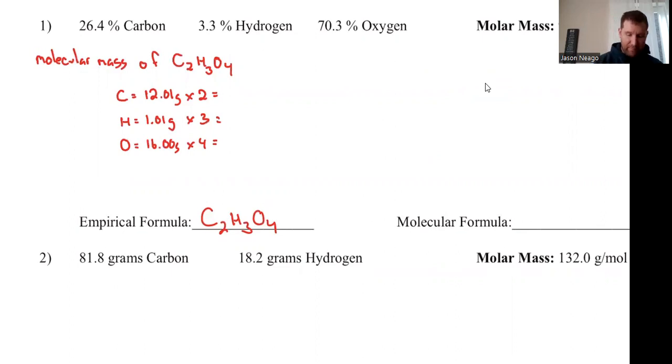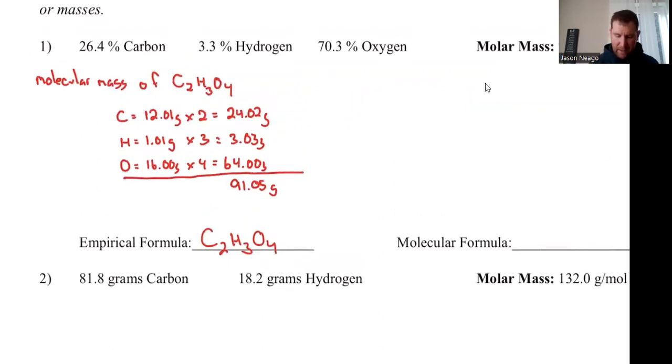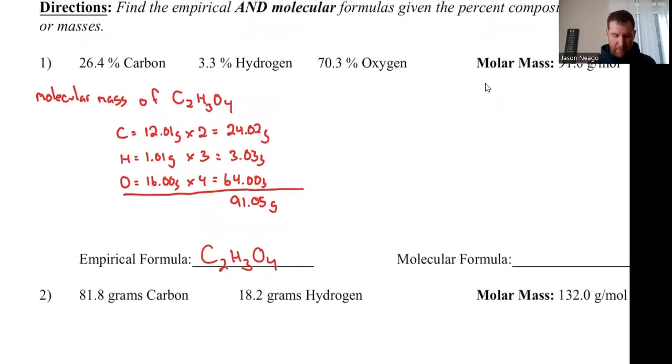So when I do that, 12.01 times 2 is going to give me 24.02 grams. 3 times 1.01 gives me 3.03 grams. And 16 times 4 gives me 64.00 grams. When I add these up, 64 plus 3.03 plus 24.02, I get 91.05 grams. Okay, so that's my molar mass for my empirical formula.